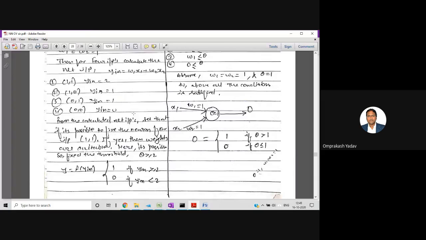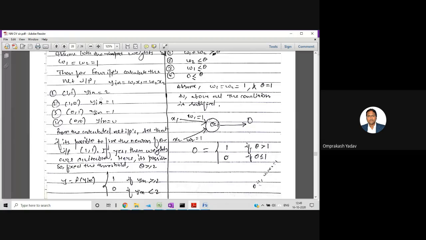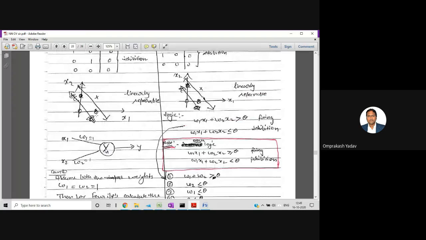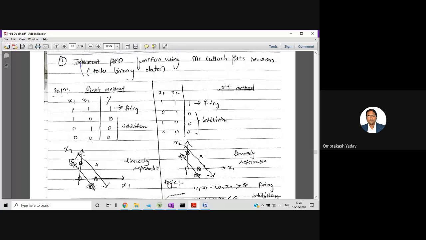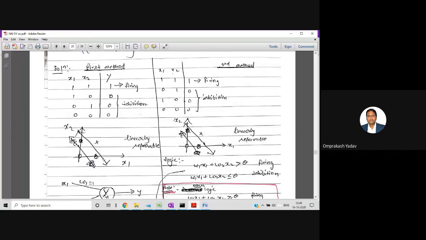If you are having any doubt, please ask me, and just try to solve this particular problem the way I explained, by yourself, by this method, and then you will understand whether you are having any doubt or not. And if you have any doubt, please ask me.